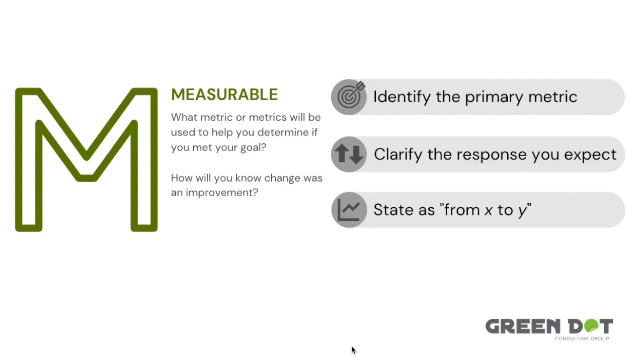The next element in the SMART aim statement is the M. M stands for measurable. In this section, you're answering the question as to what metric or metrics will be used to help you determine if you met your project goal. Ultimately, you're trying to answer how you will know change was an improvement. When completing the measurable section, be sure to identify a primary metric and indicate the response that you would expect to see in that metric.